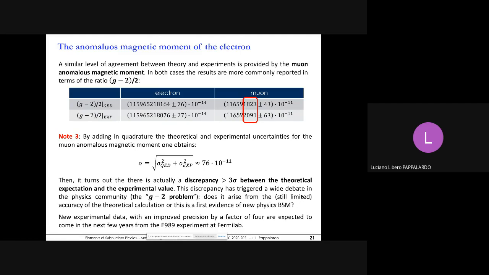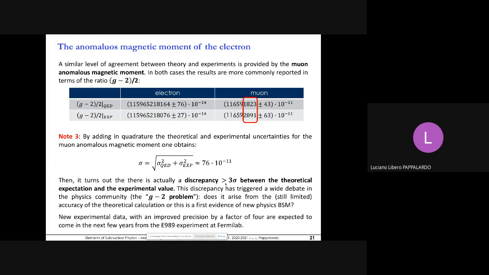So the statistics is still limited. I mean, we are not at 5 sigma. 5 sigma is, you know, the level of discovery. We are at the level of an evidence, okay? But this is quite an important evidence, you see. Above 3 sigma is quite something, okay? So still, this can be a statistical fluctuation, due to the still limited accuracy in the theoretical calculation.